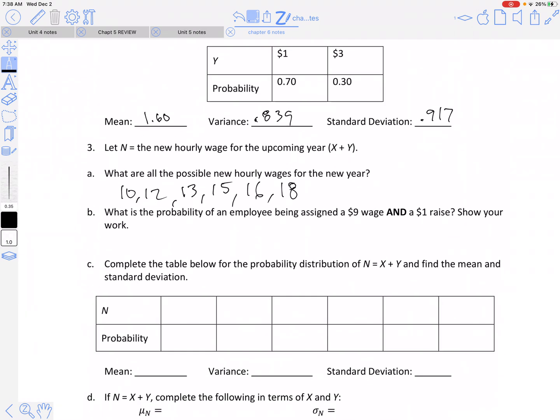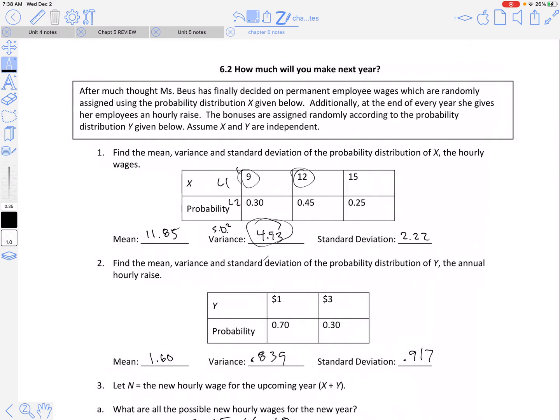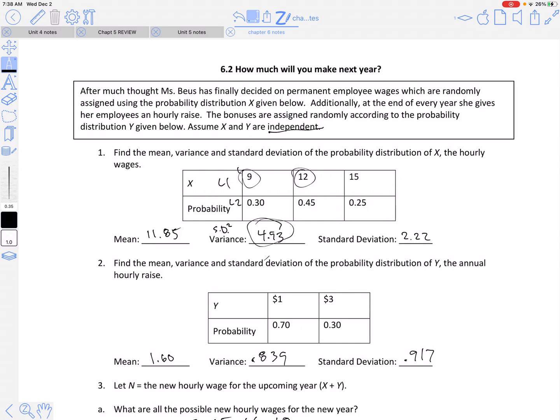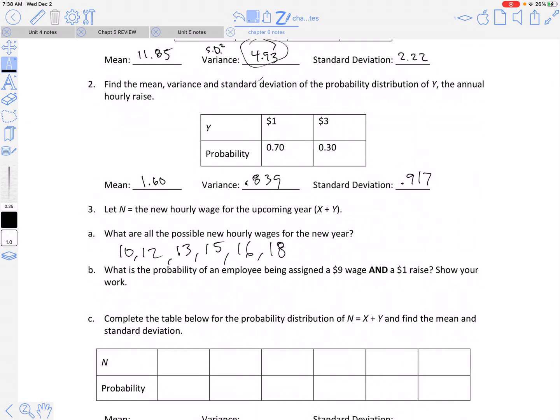So those are all the possibilities: 10, 12, 13, 15, 16, 18. And then B says, what is the probability of an employee being assigned a $9 wage and a $1 raise? Up here, it said to assume X and Y are independent. So if you have a wage of $12, that's not going to affect the probability of your raise. Okay, so they're independent there.